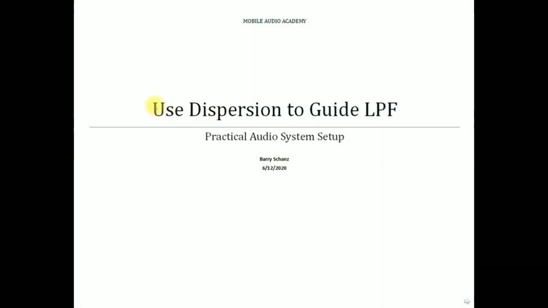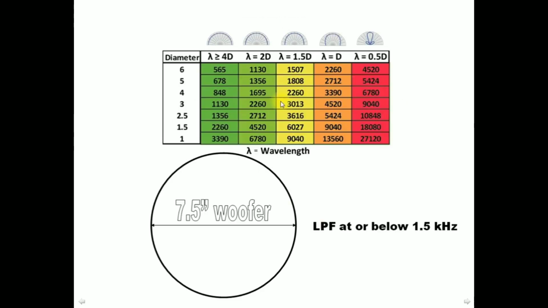Now we will review dispersion of the speaker as a way to guide our selection of a low pass filter. We begin by referencing this dispersion chart. The diameter is for the diaphragm as measured in inches. And generally speaking, I tend to look at this column shaded in yellow.